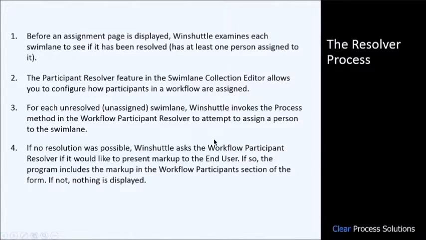The fourth step is if no resolution was possible, Winshuttle asks the workflow participant resolver if it would like to present markup to the end user. If the program includes the markup, the Winshuttle section at the very bottom, which is known as the process control, is actually going to display a list of people that then the originator can select. So Winshuttle is going to try to assign it to who you're setting up your participant resolvers to be, or the people that you want to be involved in your workflow. But if you can't, then Winshuttle will present a form that allows you to assign it that way, and I'll demo that today.